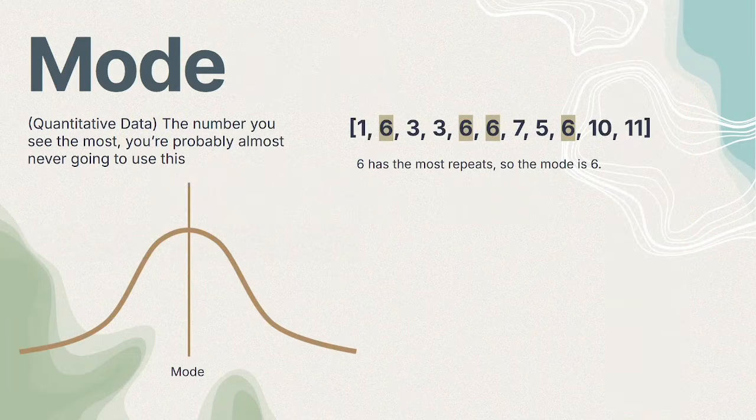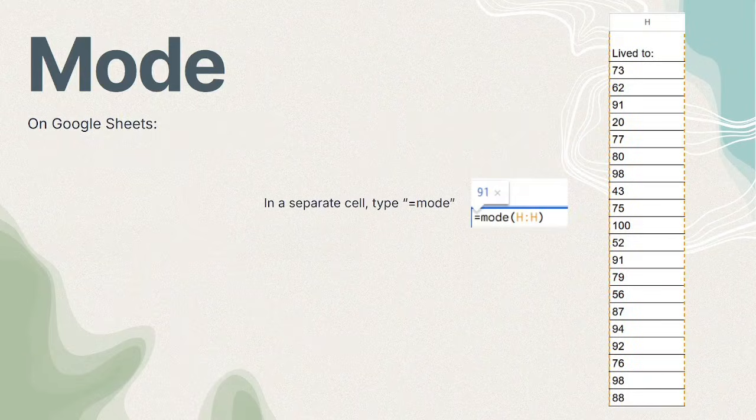For the mode, the mode is simply the number you see the most often in your data. Honest disclaimer, you are probably almost never going to use this one compared to the median and mean, but it's still good to know. For example, in the data set, the number 6 repeats more than anything else, so 6 is the mode. Simple as that. And the mode in Google Sheets: just like before, you can type =MODE, all in capitals, into a cell, select your column, and it will return the most frequent value for you.